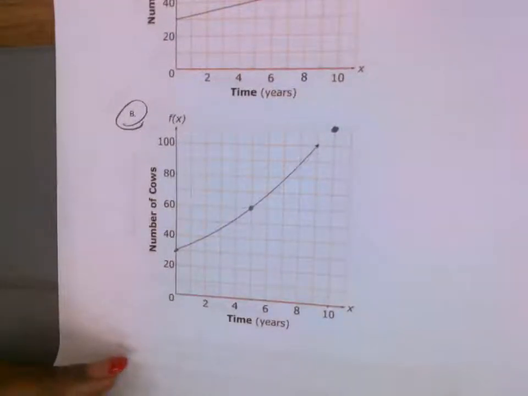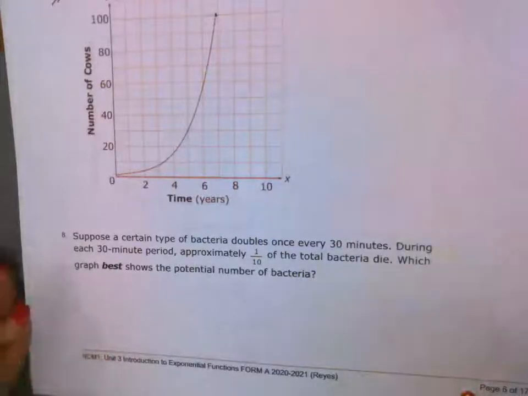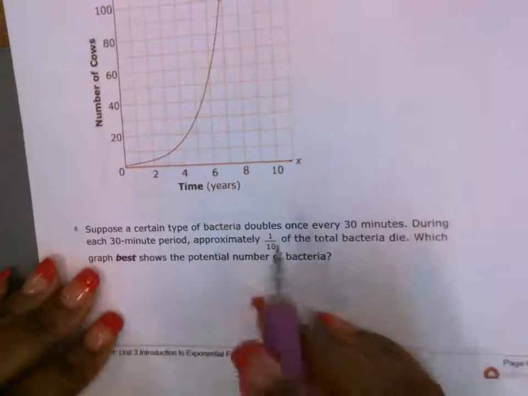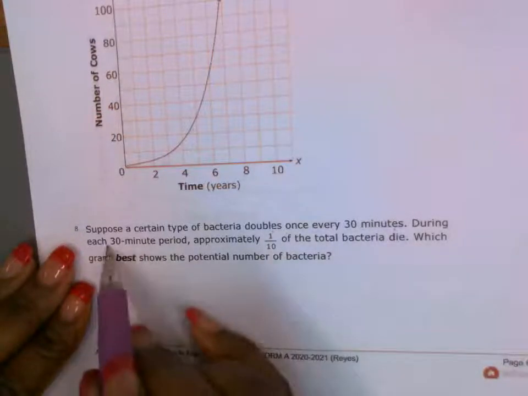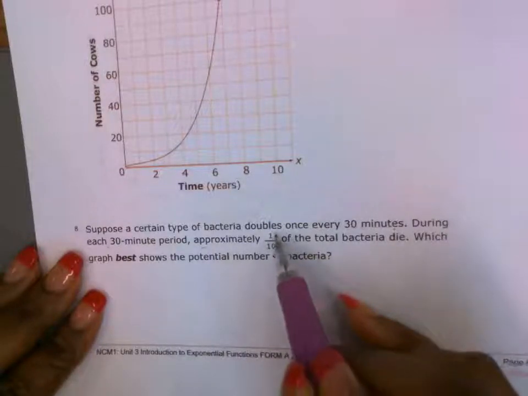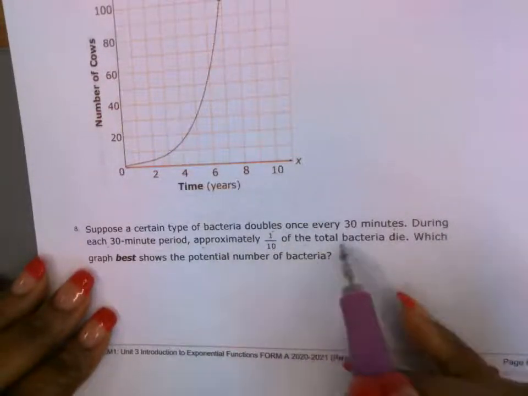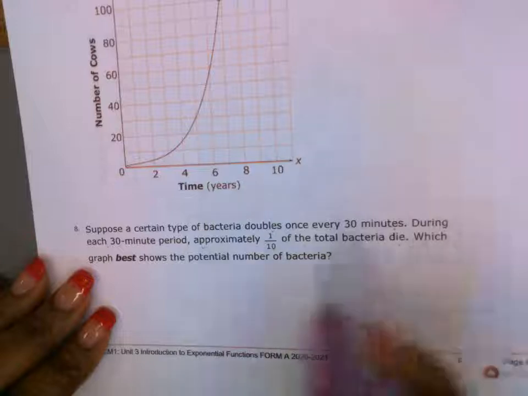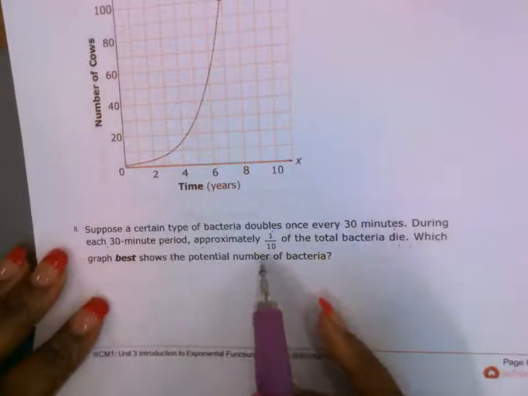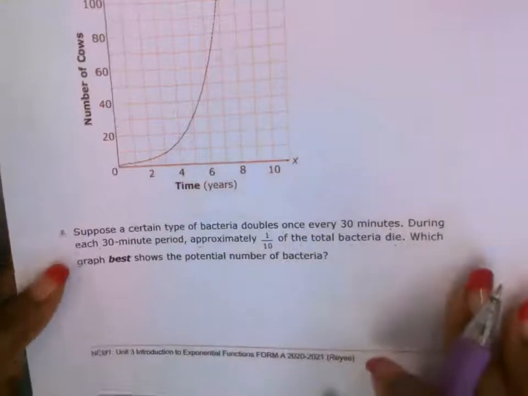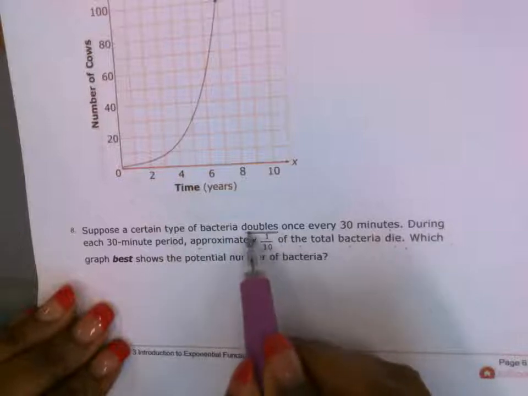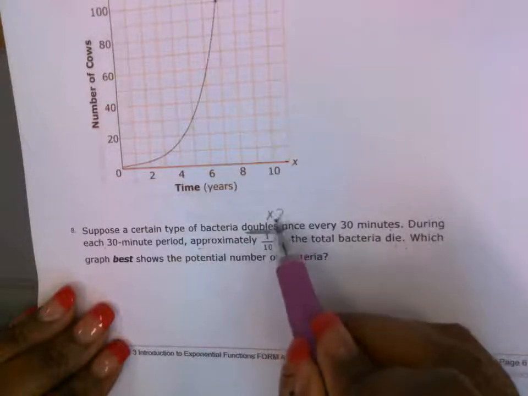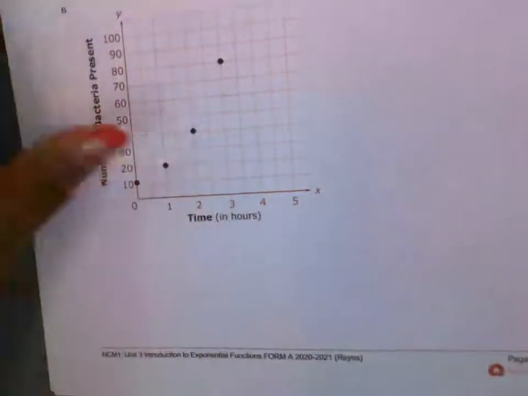Okay, so pause real quick. Number 8, it says, suppose a certain type of bacteria doubles once every 30 minutes. During a 30-minute period, approximately 1/10 of the total bacteria die. Which graph best describes the potential number of bacteria? So we're talking about a certain bacteria now, and it's doubling. Okay, that means you're multiplying by 2. So again, it's an exponential function. So already you know to get rid of linear functions.